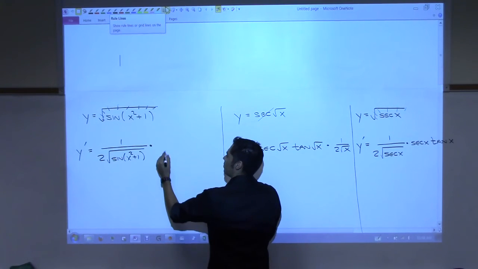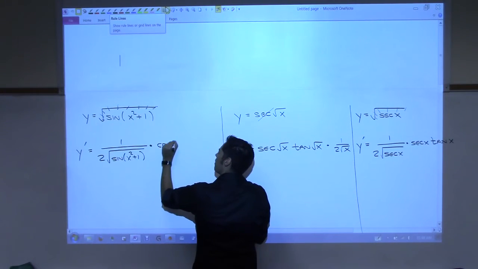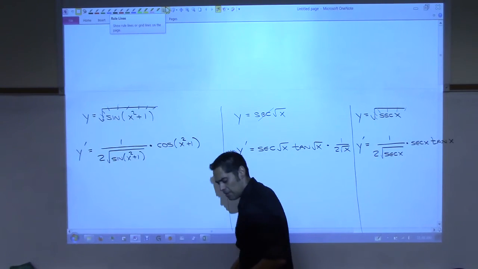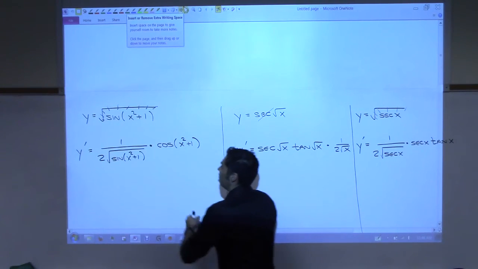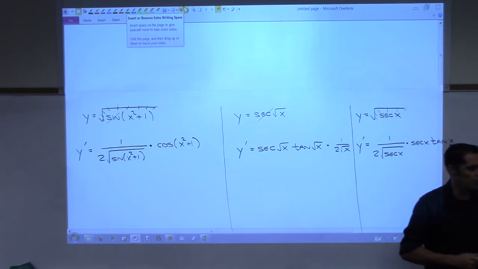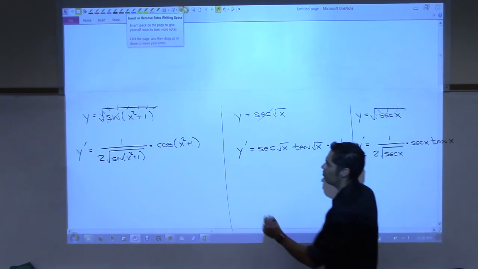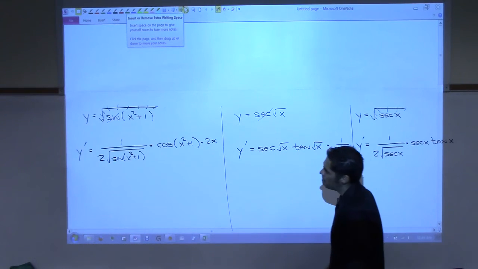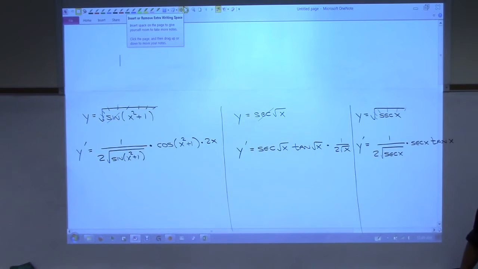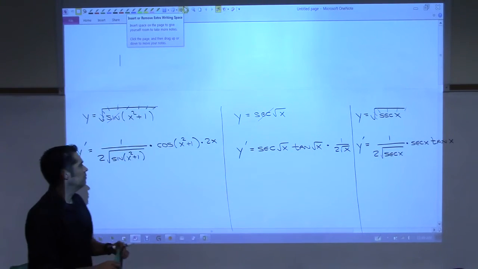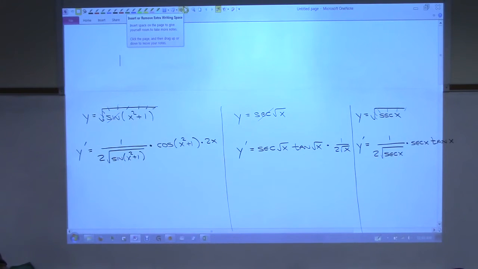Derivative of sine of the mouse is cosine of the mouse. The mouse was x squared plus 1. I have now done, the middle layer is gone, sine. So I move to the next layer, which is x squared plus 1. What's the derivative of x squared plus 1? 2x. Does that match what we had earlier? Yes. Yeah, it's a little faster. And then that would be cosine of x squared plus 1 times 2x.